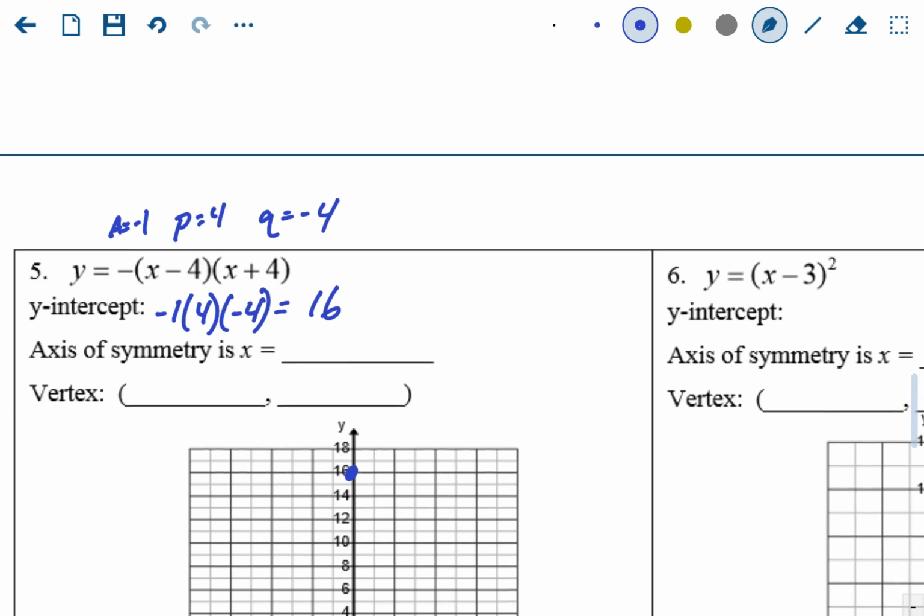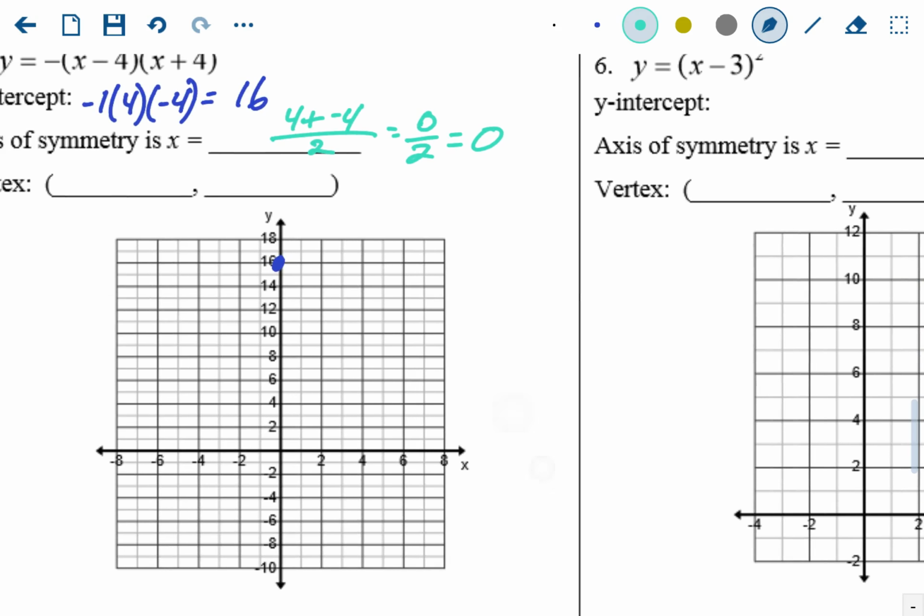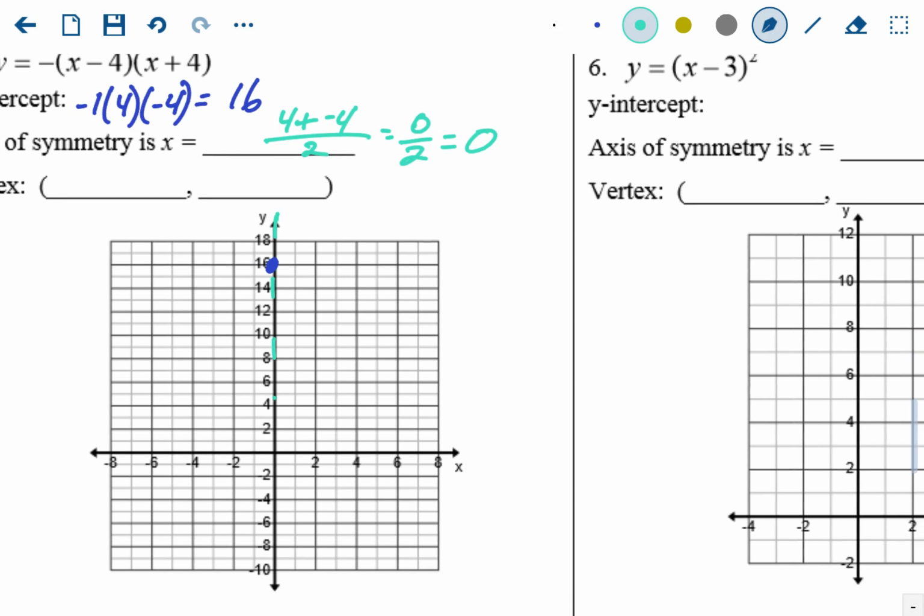Graph that. The axis of symmetry, p plus q divided by, not 0, p plus q divided by 2. P plus q, 4 plus -4 divided by 2. 4 plus -4 is 0. 0 divided by 2 is 0. So the axis of symmetry is x equals 0, which is just the y-axis.